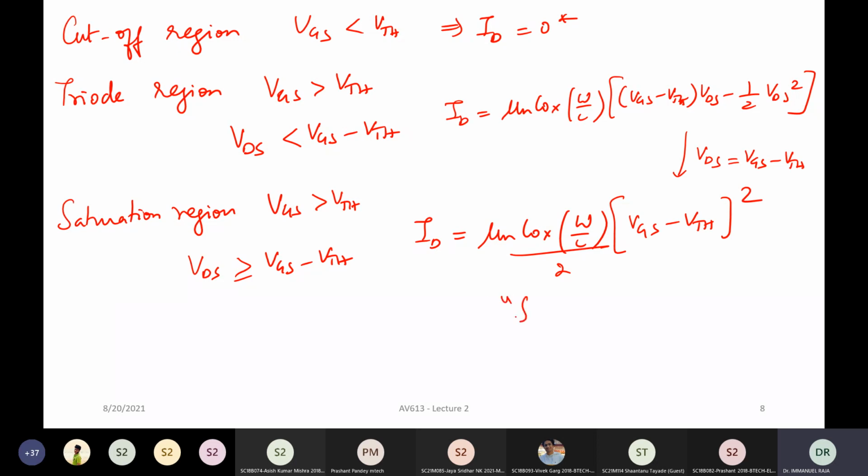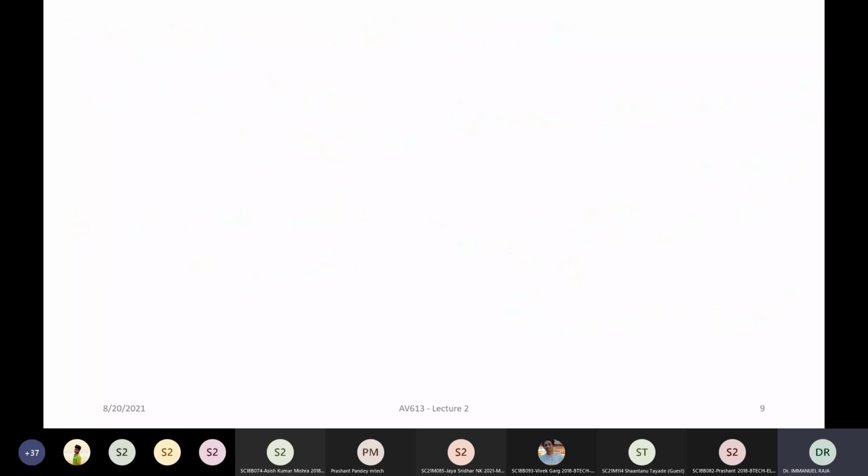Now, this is what is called the traditional square law expression. It is the classic square law expression because here we are saying that the current in the channel has a quadratic dependence on the gate to source voltage when the device is in saturation. You understood? All right. So now we can look at what are called the input characteristics.